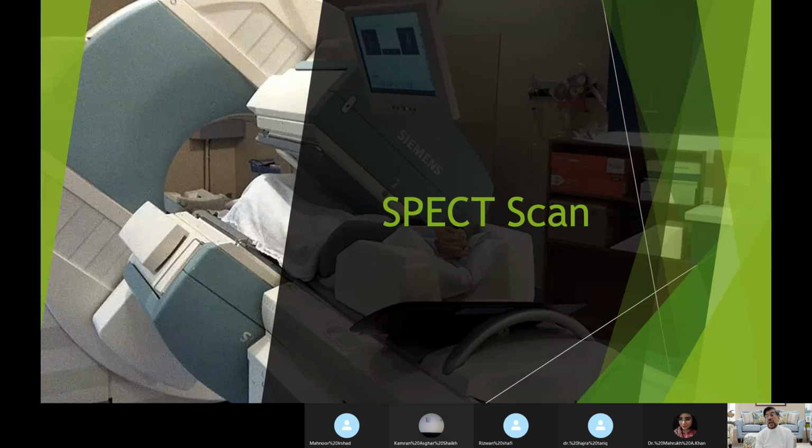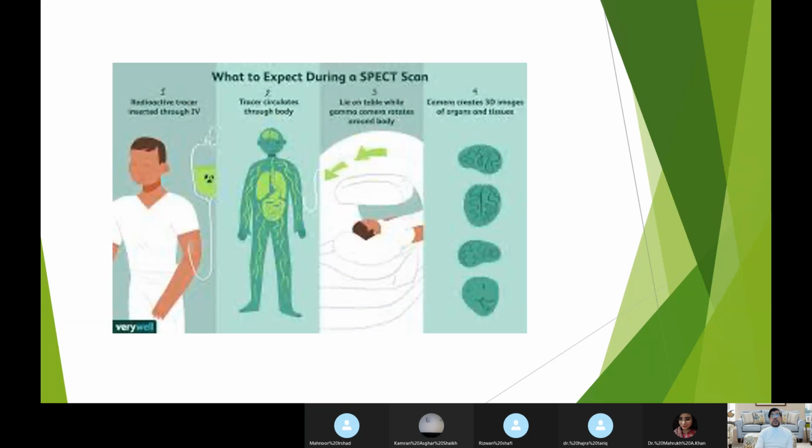Last of the scans is the SPECT scan. Now, this is again a complicated machine. What to expect during a PET scan?